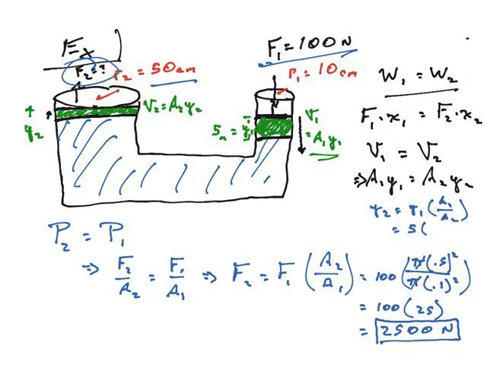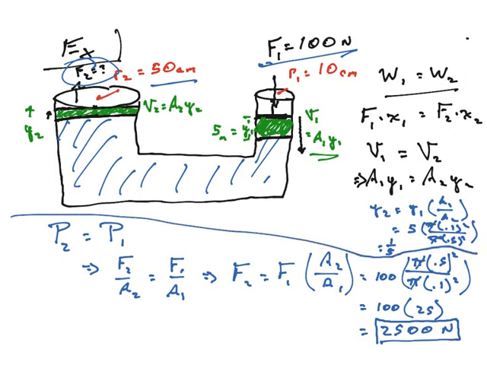Y1, I'm told, is 5 meters. A1 over A2, remember, that's pi times 0.1 squared over pi times 0.5 squared. The pi's cancel again. And now I get 5 over 25, or 1/5 of a meter. 1/5 of a meter, or 0.2 meters, 20 centimeters. I was pushing down on piston 1 5 meters, and it only lifted up piston 2 by 20 centimeters, a very small distance. And that's my balancing act.